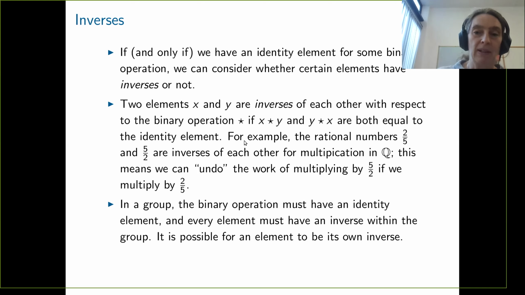Okay, so for example, if you're talking about the group of non-zero rational numbers under multiplication, the identity element there is 1. The inverse of any non-zero rational number is its reciprocal. So 2 over 5 and 5 over 2 are inverses of each other for multiplication of rational numbers. And a way of thinking about that, which we are familiar with from division and from using matrix inverses and so on, is that basically it means you can sort of undo the work of multiplying by 5 over 2 by multiplying by 2 over 5, which you might also call dividing by 5 over 2.